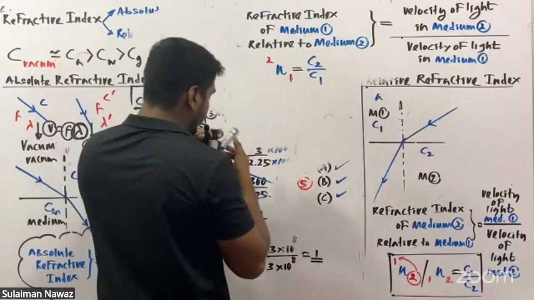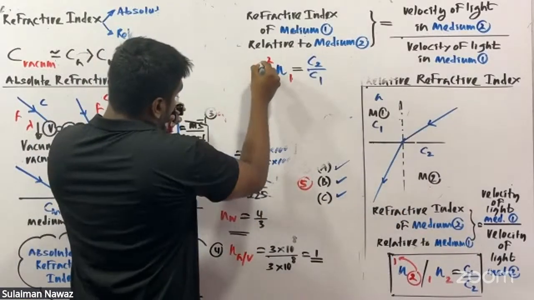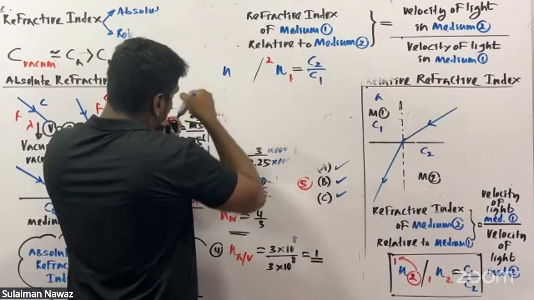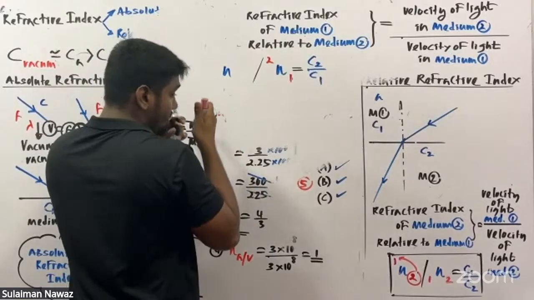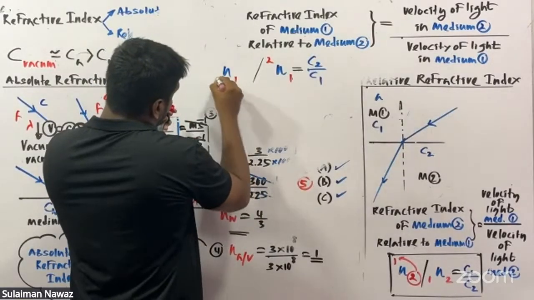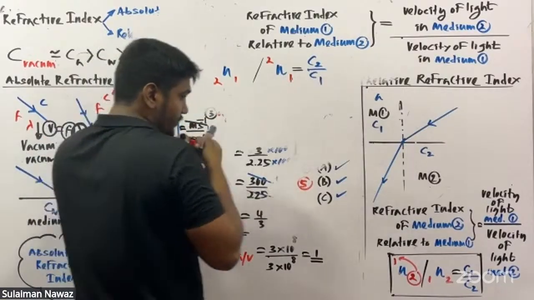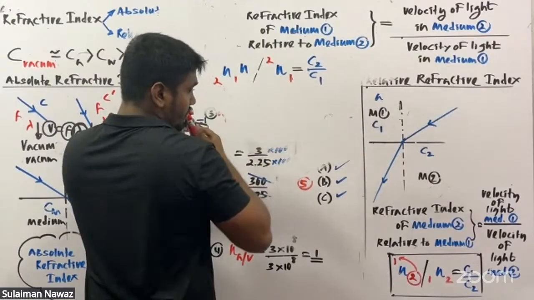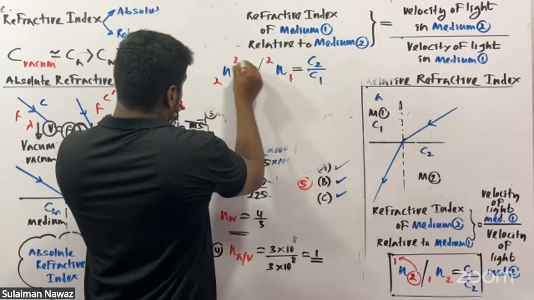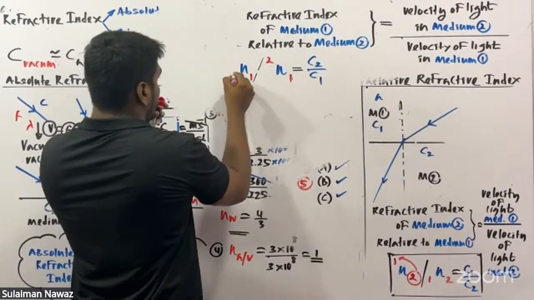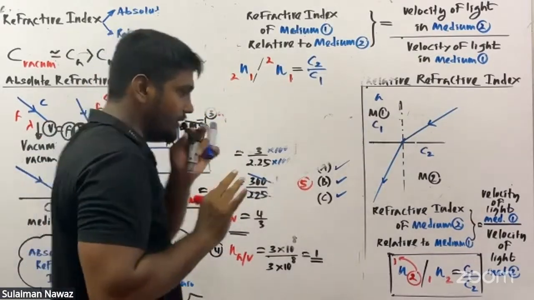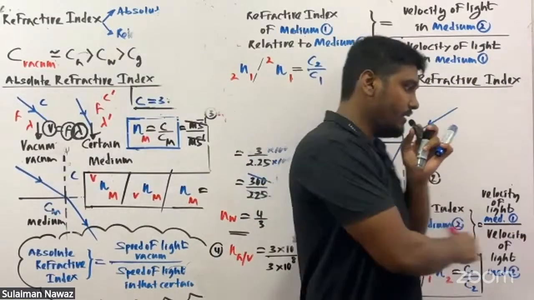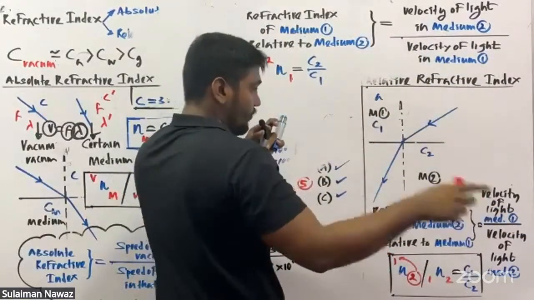If you write that story, simple, refractive index of medium 1 relative to medium 2. Okay. Done and dusted. Finished, hands up. Highlight the next two boxes, these two.